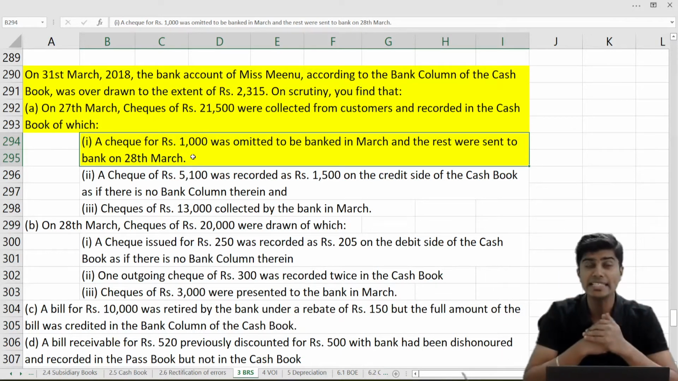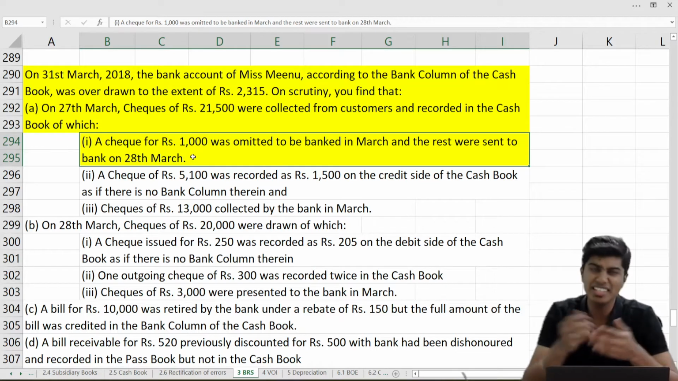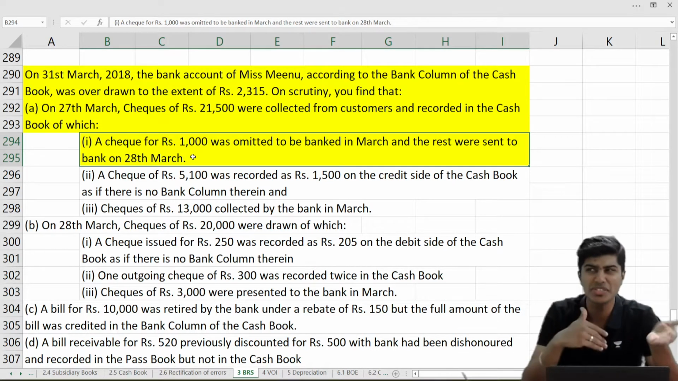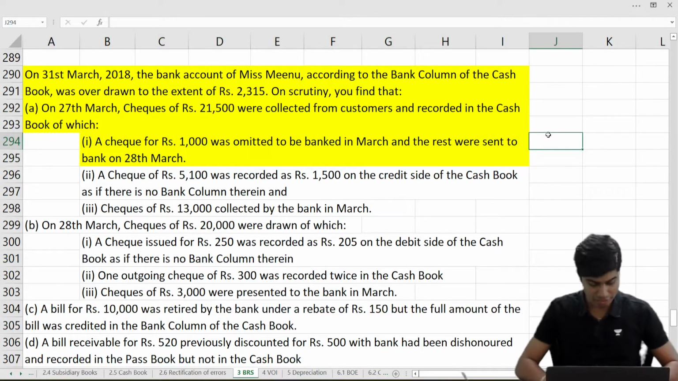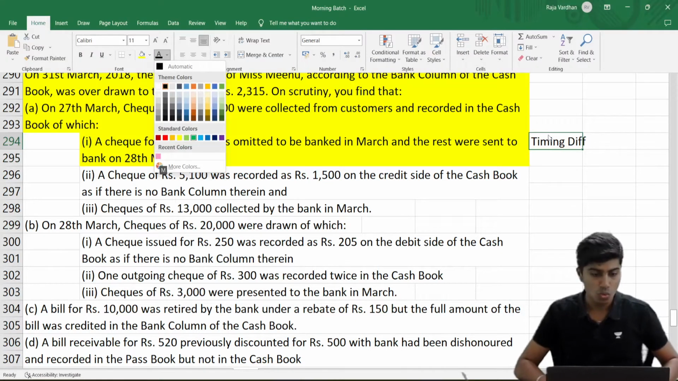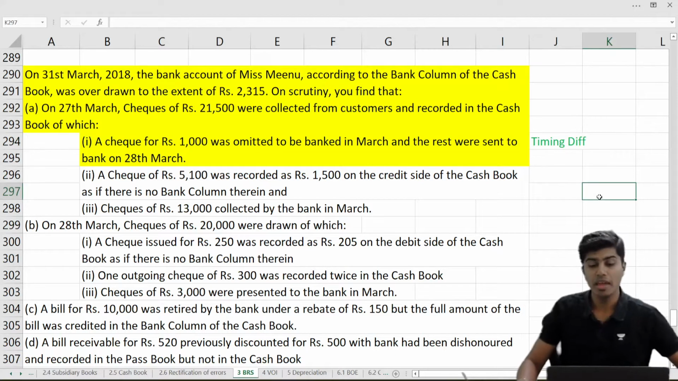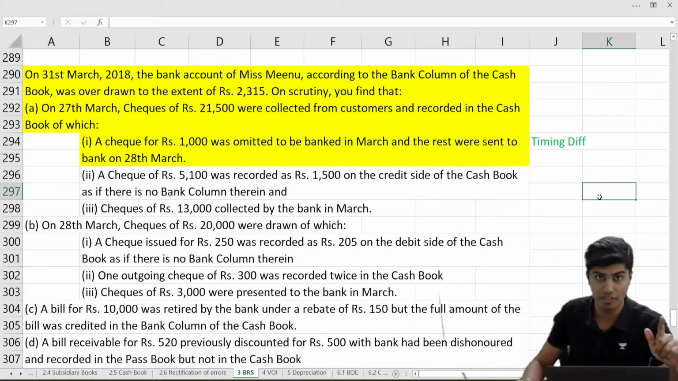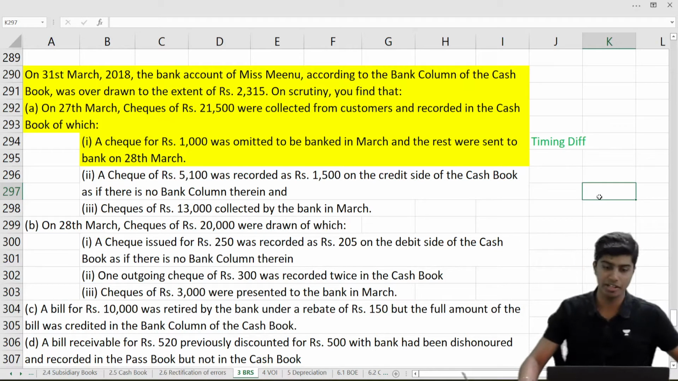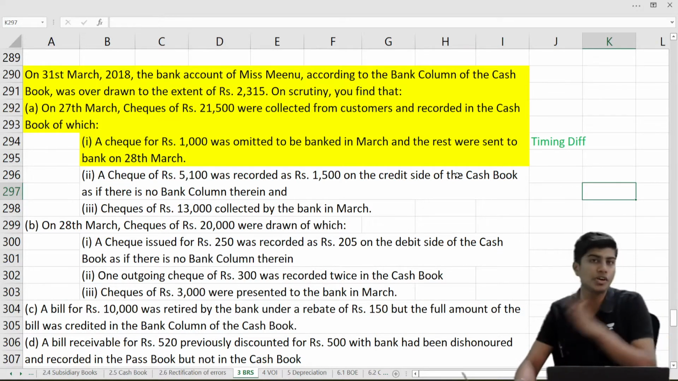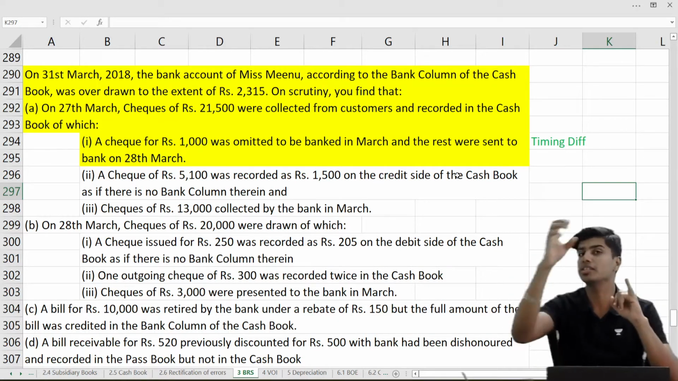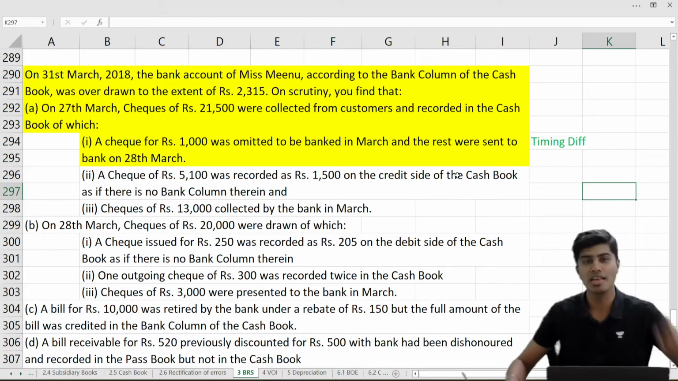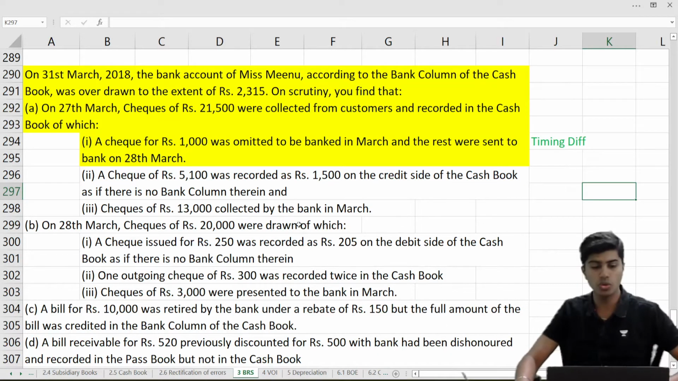And this, my friends, is it a timing difference or a non-timing difference? Cheque received but not deposited, or cheque received and deposited but not cleared, is a timing difference. This is a timing difference, and all the timing differences would go to the bank reconciliation statement. If it is a non-timing difference, that is an error in the cash book, it would come in the amended cash book. So a cheque received but not deposited of 1000 is a timing difference. Passbook has not increased, cash book has increased. We're making changes in cash book. I would have to reduce my cash book balance. This would come in our BRS. So let's go to our BRS.